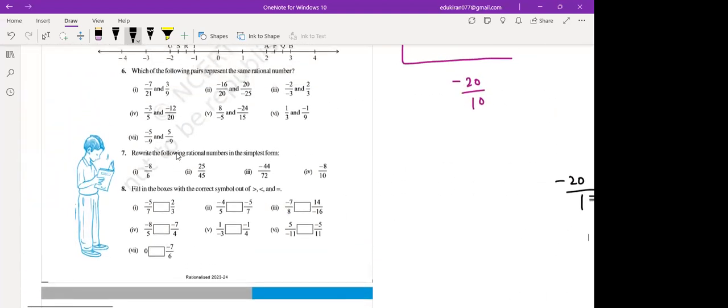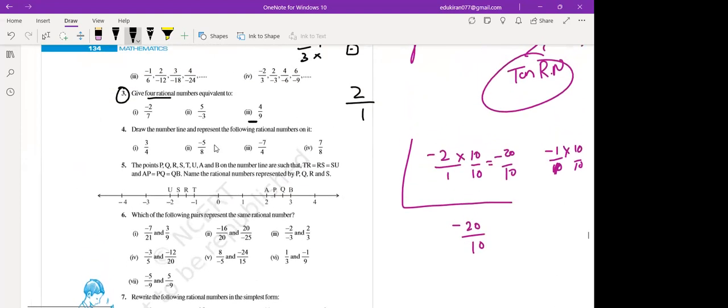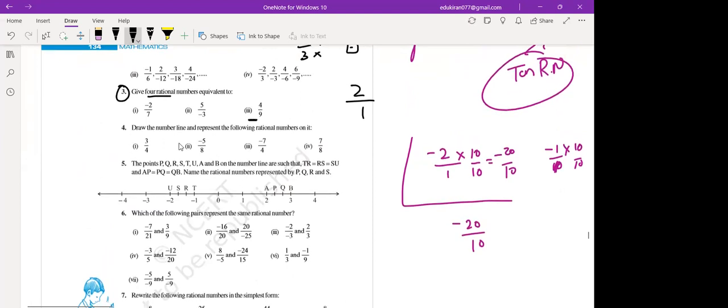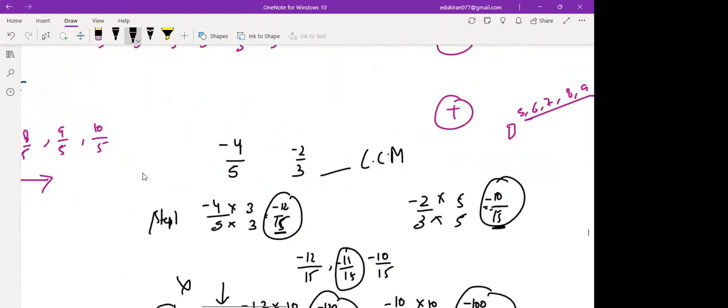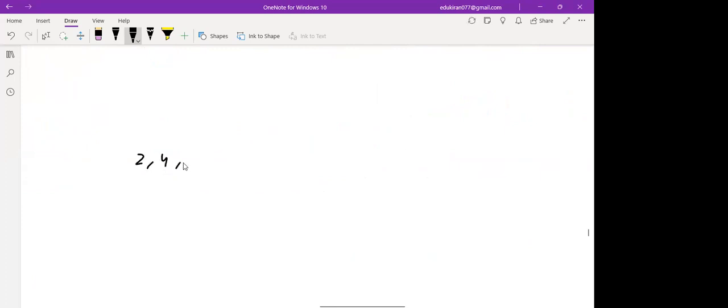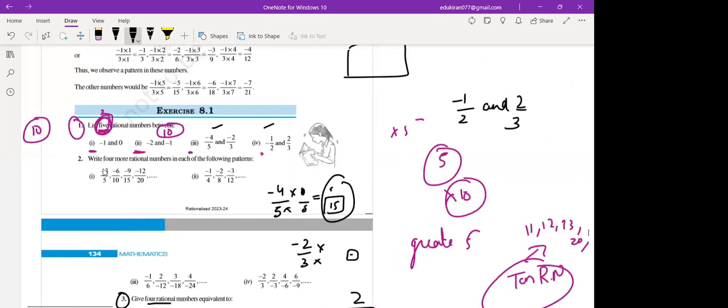So I think for every question, you people know how to do it. Now the next thing: write 4 more rational numbers in each of the following. You remember in the junior classes, we used to do it like 2, 4, 6, you have to fill. The gap is 2, 2, so 2, 4, 6, 8, 10. Now in this question, there will be a different gap for the numerator and a different gap for the denominator.